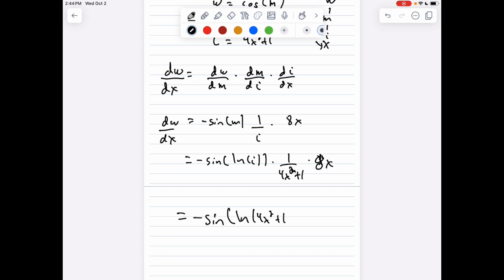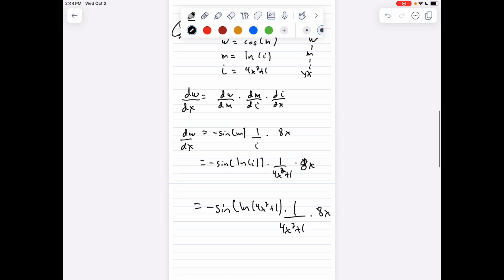So at the end of the day, if you use this method, you have to remember that you have to write everything back in terms of what the independent variable was originally. And that is done by taking your derivative and replacing each of the variables with what you let it equal.